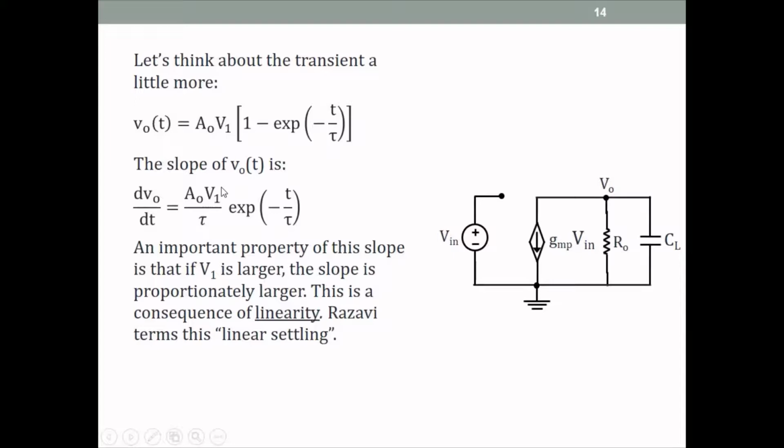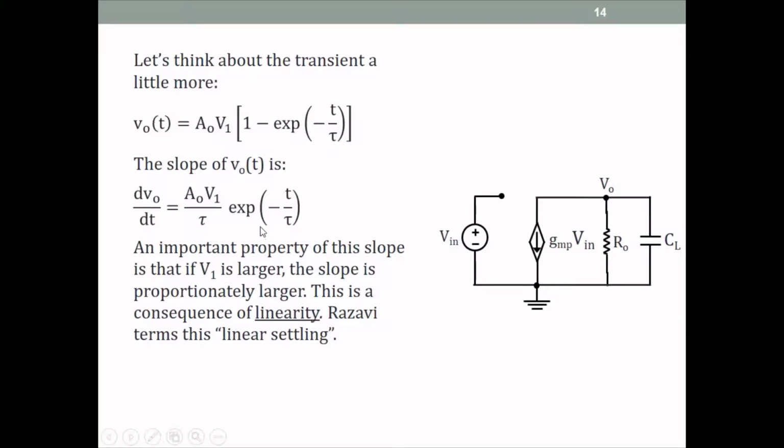When circuits are linear, if the input is increased by a certain magnitude, then the output, or basically everything else in the circuit, also increases by that same magnitude. So that is linearity. Razavi calls this linear settling. Under small signal conditions, the settling is linear, meaning that the slope is linearly proportional to V1.